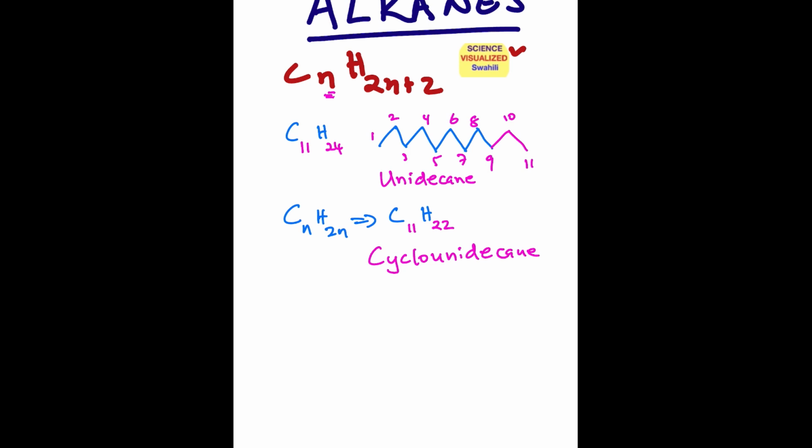Lastly, for 12 carbons, so C12, for H, it will be 12 times 2, which is 24, plus 2 gives you 26, and therefore we add one more carbon there, 12, and that will be the structure, and the name for that is dodecane.